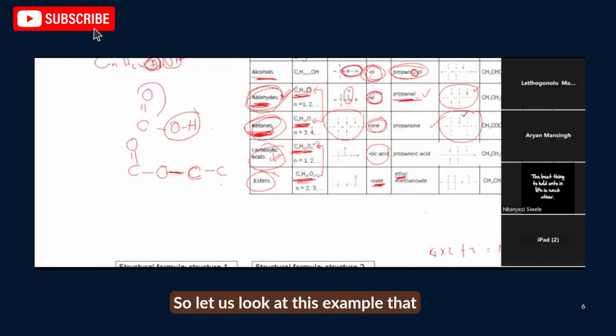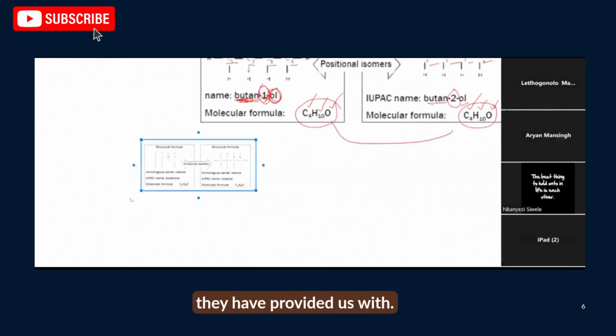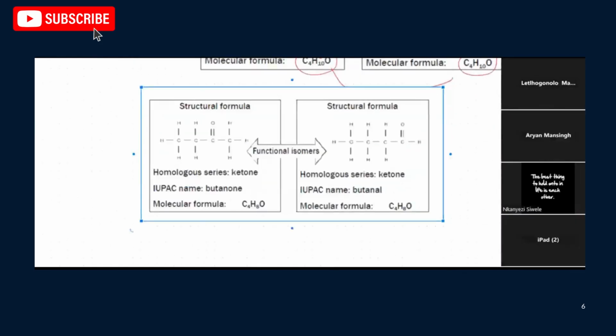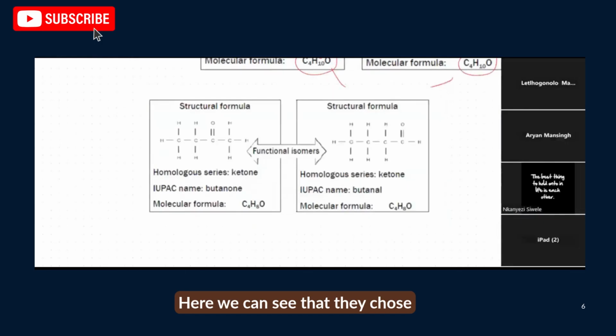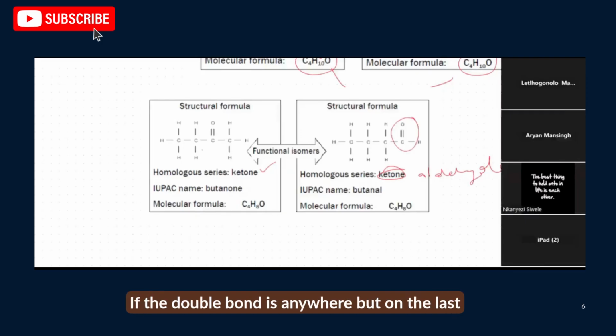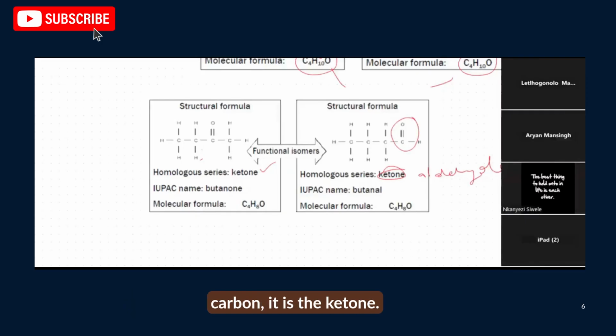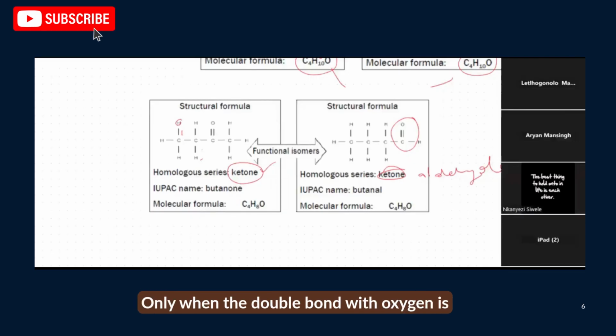So let us look at this example that they have provided us with. Here we can see that they chose to use the aldehyde and the ketone. This should be a ketone, and that here should be an aldehyde. How do we know it's an aldehyde? The double bond is on the last carbon. If the double bond is anywhere but on the last carbon, it is the ketone. So even if it was here, this will still be an aldehyde. If it was on the last one, aldehyde. Only when the double bond with oxygen is in the middle is it seen as a ketone.